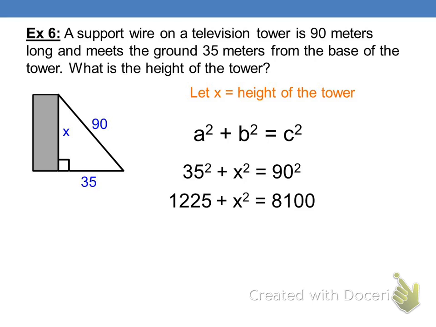That equals 8,100. So I need to do 8,100 subtract the 1225. And you get 6,875. Okay? 6,875. We'll take the square root of both sides.